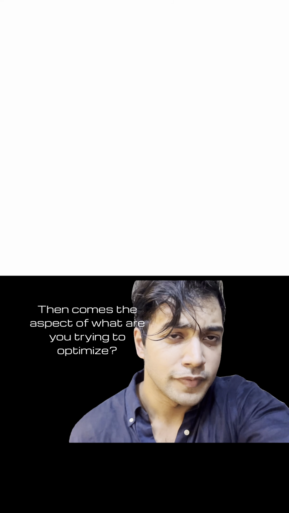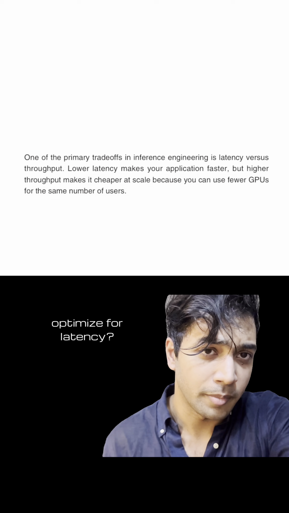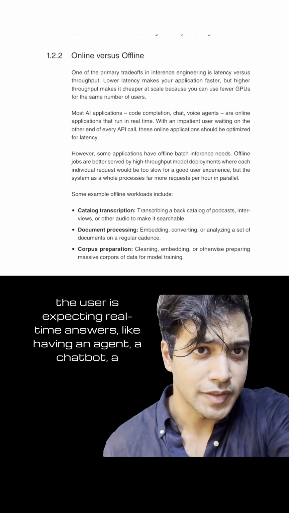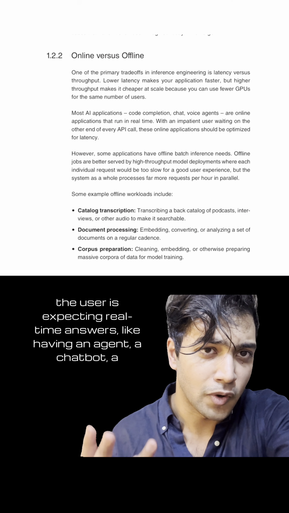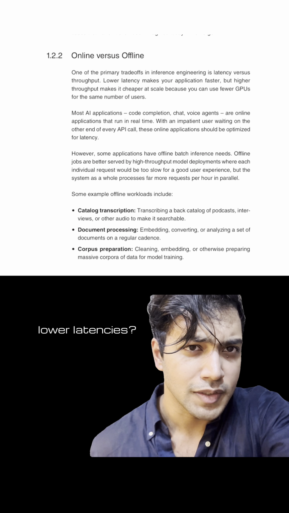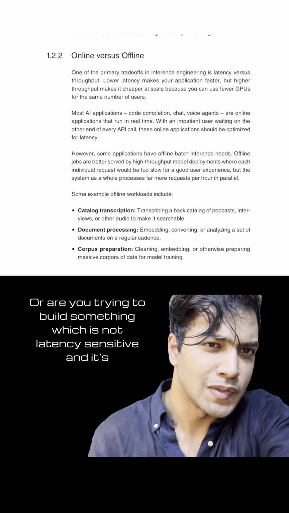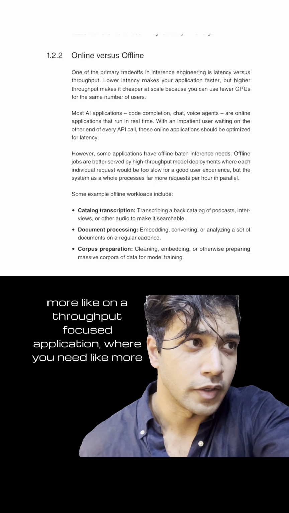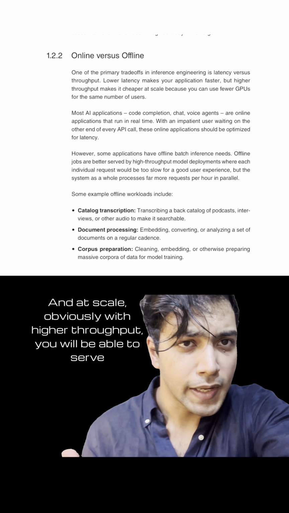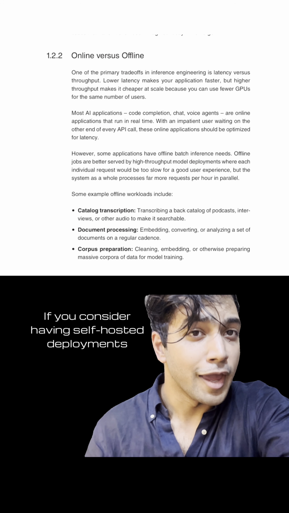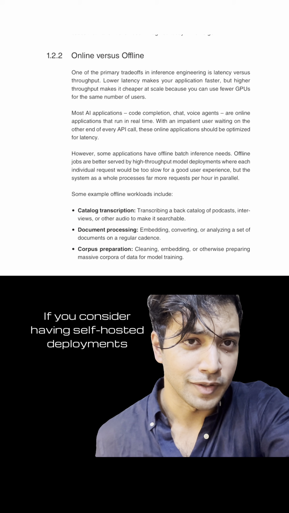Then comes the aspect of what are you trying to optimize. Are you trying to optimize for latency? Are you building an online kind of application where the user is expecting real-time answers, like an agent, a chatbot, a voice bot, where the user is kind of impatient and you would prefer to have lower latencies? Or are you trying to build something which is not latency sensitive and is more of a throughput-focused application where you need more users to be served? And at scale, obviously with high throughput, you'll be able to serve more users with fewer GPUs if you consider having self-hosted deployments.